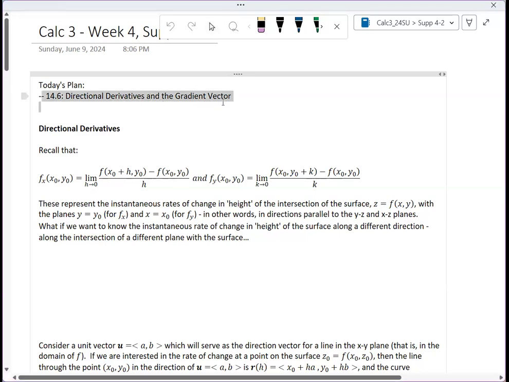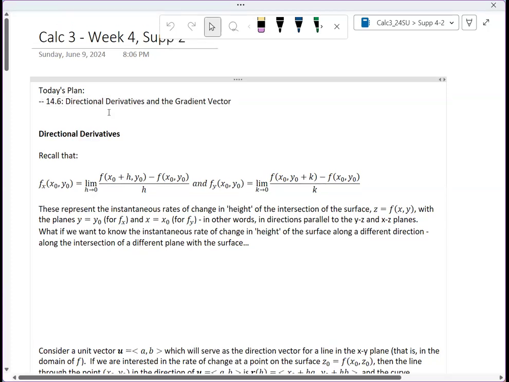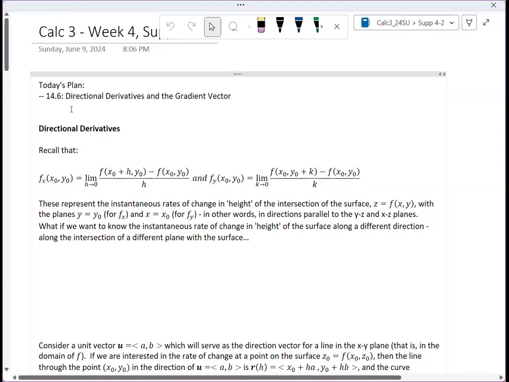This is the supplement on directional derivatives and the gradient vector, section 14.6. This is the second supplement for week 4. So we'll be covering section 14.7 on maxes and mins in tomorrow's class on Wednesday, and then 14.8 on Lagrange multipliers will be the third supplement for the week coming out on Thursday. And that will wrap up our week and chapter 14, and then next week we'll start into chapter 15.